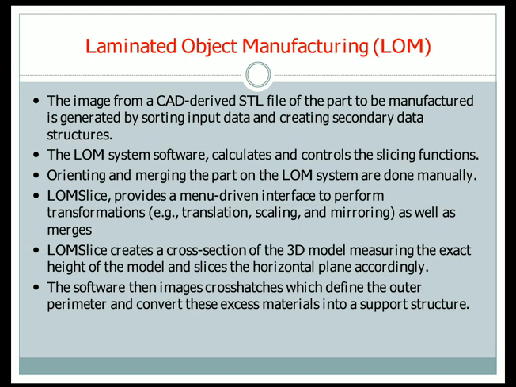LOM Slice is the software involved in the manufacturing of LOM. LOM Slice provides a menu driven interface to perform transformations as well as mergers. So we can do various operations in the software by using LOM Slice. It creates a cross section of the 3D model, measuring the exact height of the model and slicing the horizontal plane accordingly. The software then images cross hatches which define the outer perimeter and converts the excess materials into a support structure.